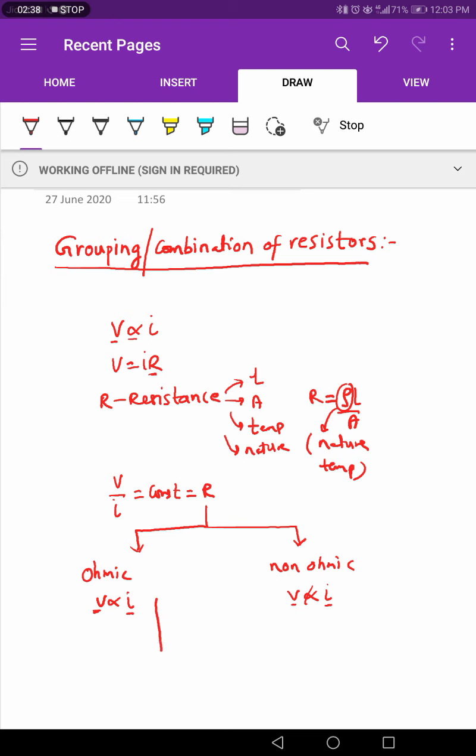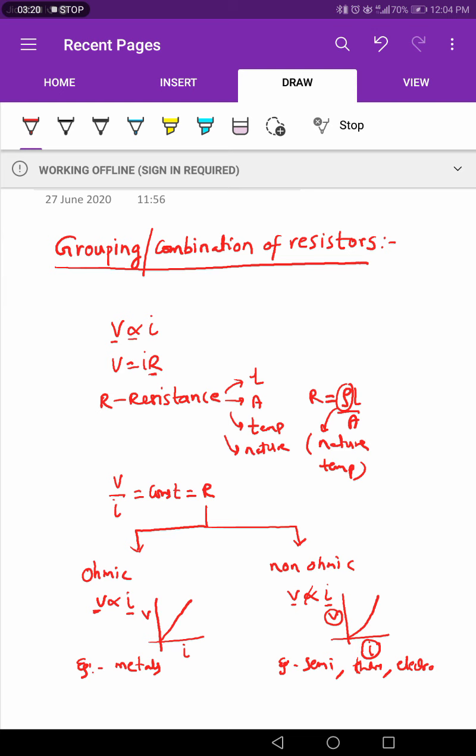We also plot the graph between voltage and current for ohmic devices and for non-ohmic devices. For ohmic devices, the graph is a straight line, but for non-ohmic devices the graph is a curved line, and its shape depends on the nature of the device. Sir, what are examples of ohmic devices? All metals come under the group of ohmic devices. In the same way, semiconductors, thermistors and electrolytes come under the group of non-ohmic devices.